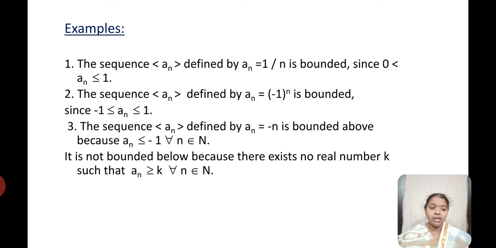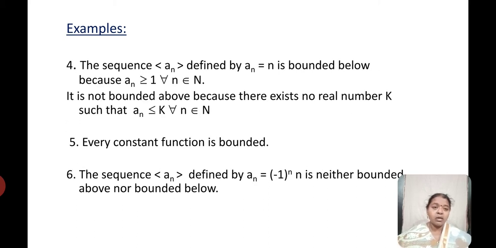Let's go to the third example. Here we have considered the sequence to be minus n. Now since it is minus n, I cannot take 0. So I have to take a value n equal to 1. So this is bounded above but not bounded below. The bounded above value would be minus 1. It is not bounded below because there is no real number k for which a_n can be greater than or equal to k, because you have a negative number there.